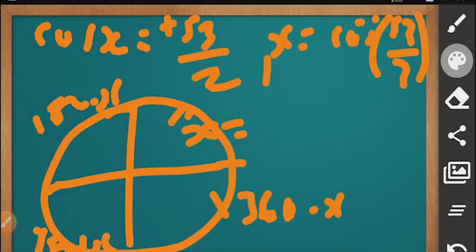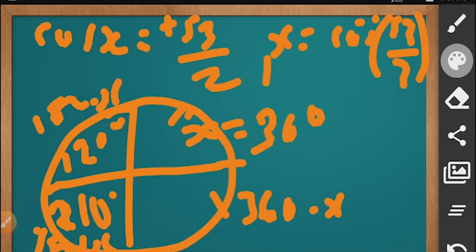Let us do cos inverse of root 3 over 2. So 30. You have 30 degrees here, meaning the angle here is going to be 180 minus x, which is going to be 150. Then the angle here, 180 plus x, is going to be 210.